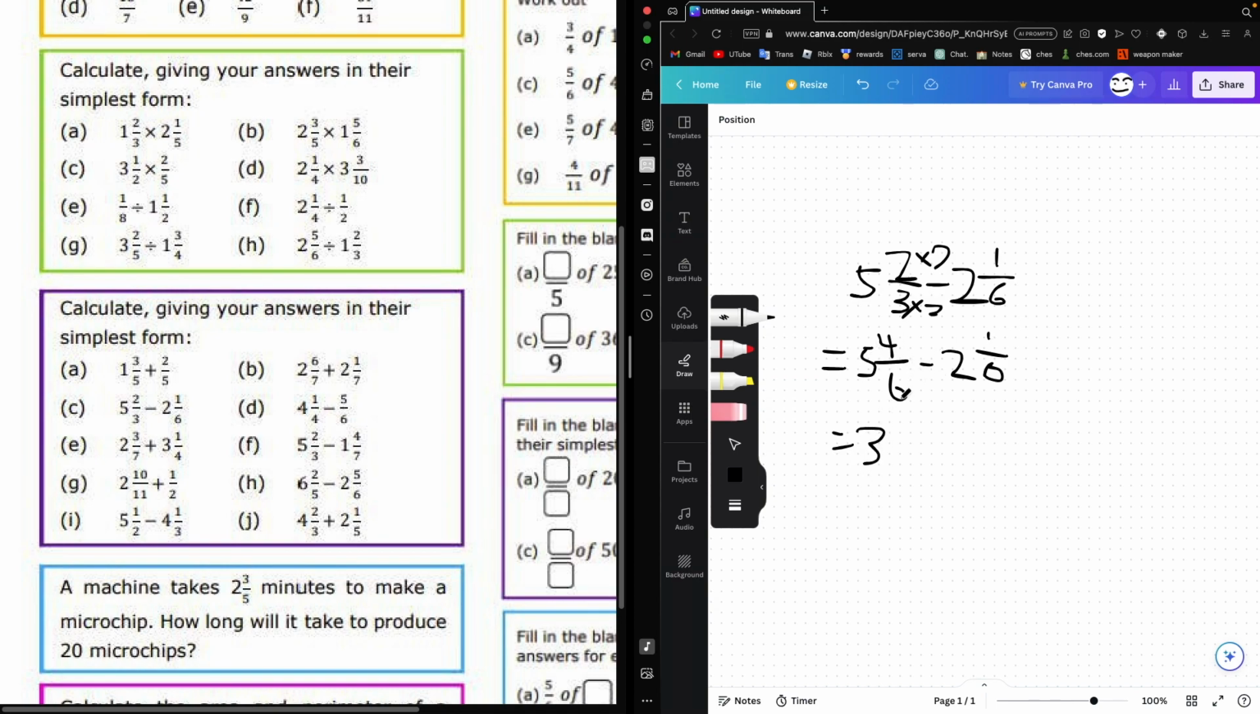4 minus 1, because denominators are the same, right? So 4 minus 1 is 3 and over 6. And this can be simplified into 3 and 1 over 2. Okay, simple.